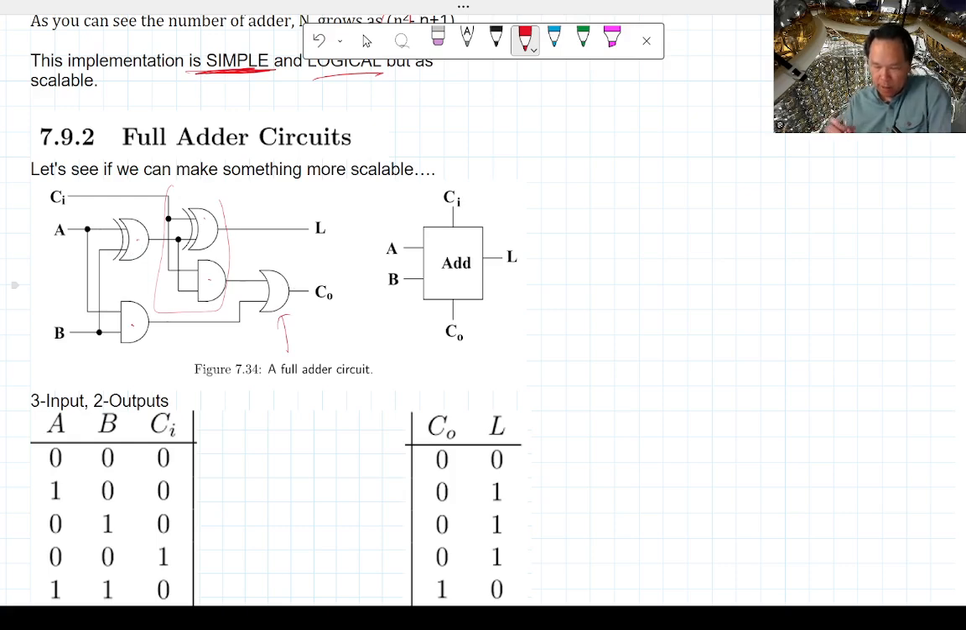Okay, so the functional diagram for this is a full adder instead of a half adder. So it takes 3 different inputs. Okay, so it can have a carry in also, and it has two outputs. Okay, so these are the inputs, these are the outputs.